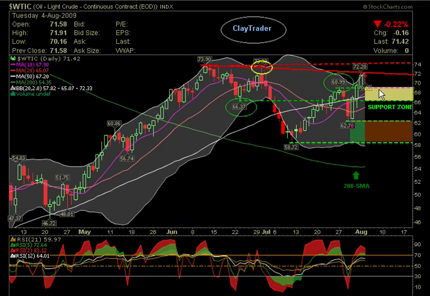Either we're going to get rejected and head back down, and then we have these support zones that are going to see if they can hold up, or we're going to blast through it. So the rest of this week and next week should be pretty interesting in terms of oil, and I'm just curious to see where it's going to settle going into the fall months here. So that wraps up the daily chart here on oil.